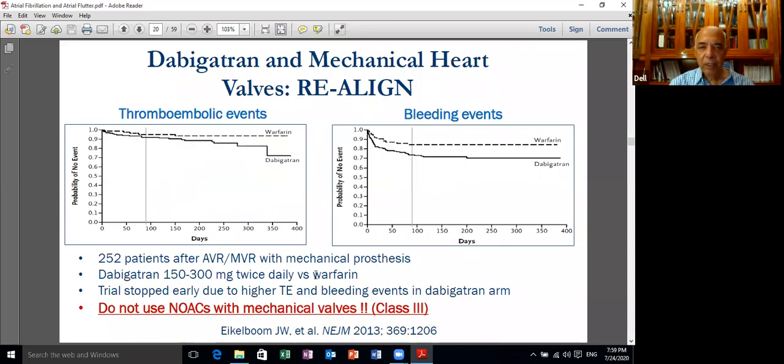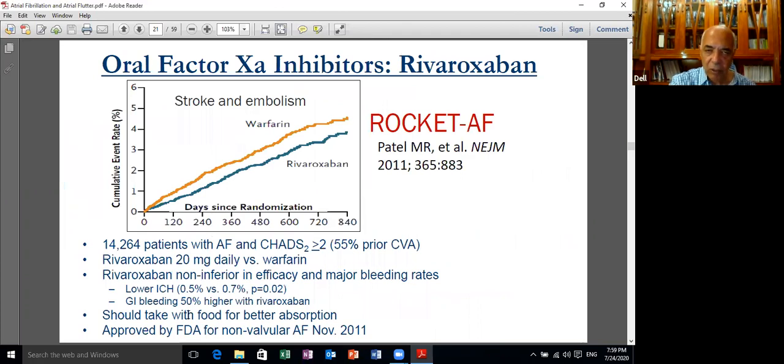Another study, the RE-ALIGN study, showed that dabigatran cannot be given in patients with mechanical valves. It increases the thromboembolic risk and also increases the bleeding risk. So this was a definitive trial not to order not only dabigatran, but all the DOACs or NOACs for patients with mechanical valve, and this holds true so far.